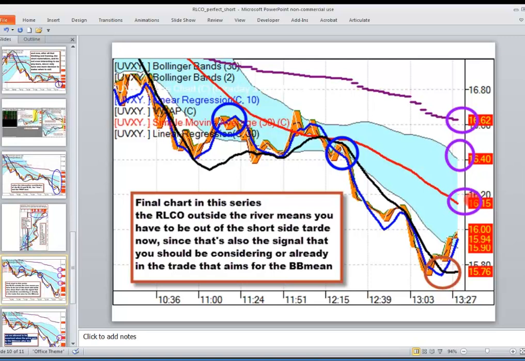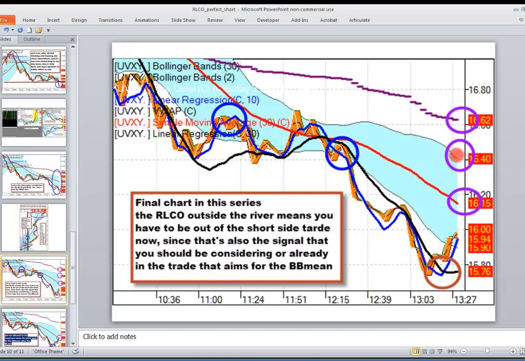The first target is the Bollinger Band mean. I'm not allowed to be surprised if it gets there. It's supposed to get there, just like it did on these over here. It got to the Bollinger Band mean. The failure to get there this time is what triggered us to want to go south, and this failure triggered us to want to go south again. So the Bollinger Band mean is the first target after a regression line crossover outside of the river.